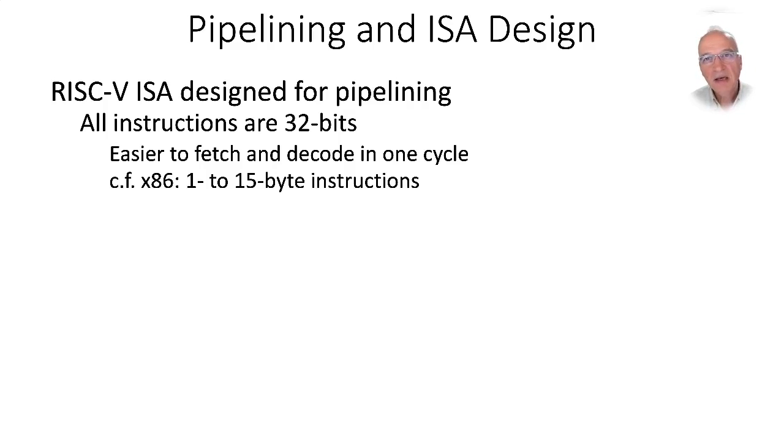If we compare with x86, which is a widely used architecture from Intel, in the x86 you can have between 1 and 15 bytes per instruction. The instructions are not the same size.